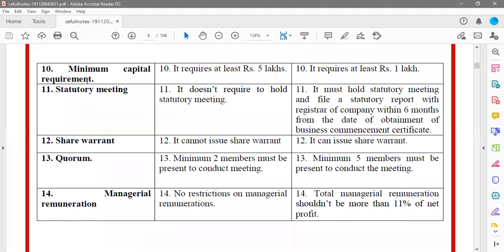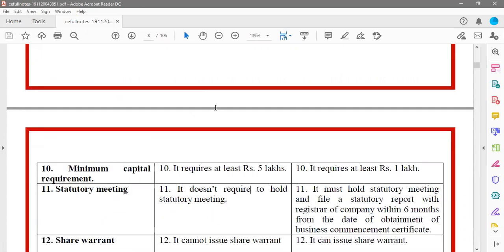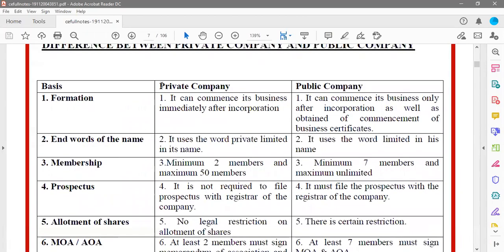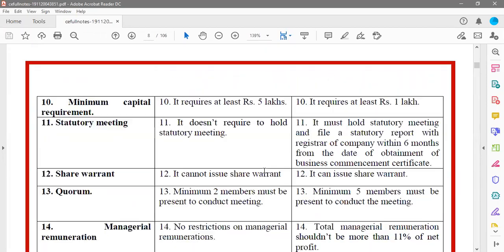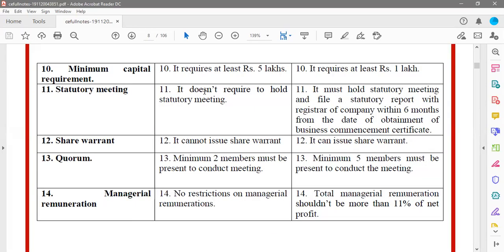Now coming to the statutory meeting. Now in the statutory meeting, what is going to happen? Private companies need not hold a statutory meeting. So the first column we are talking about is the private company, and then we have the public company, right? For a private company, there is no compulsion of having a statutory meeting. It can have one in a year.